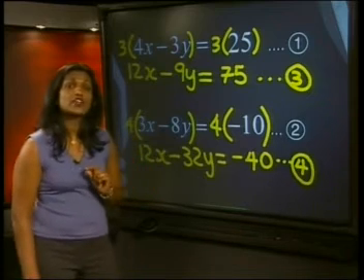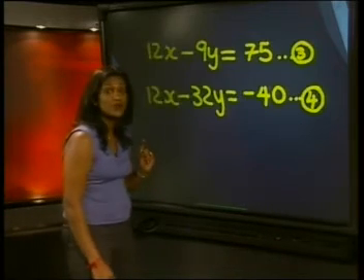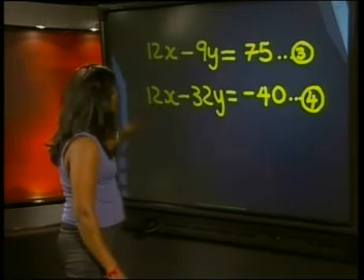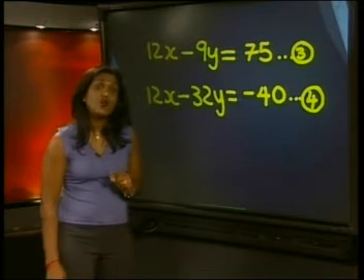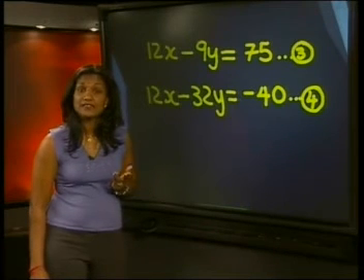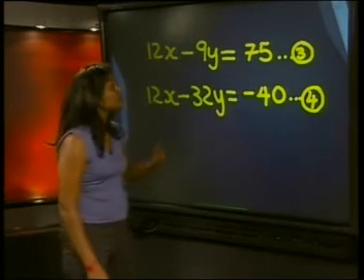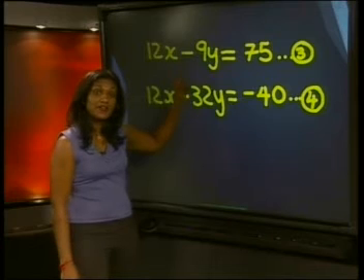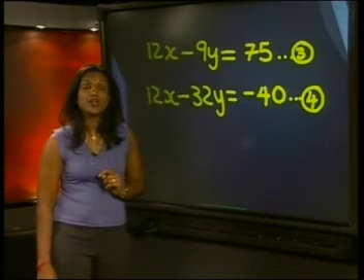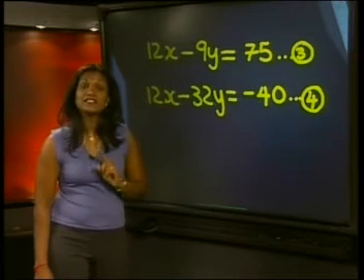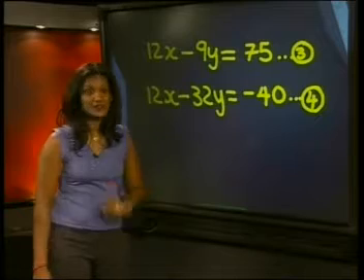Now we have 12 as our coefficient of x in both these rows. Should we add the two equations? That would give us 24x and we haven't eliminated x. So now what? If we subtract one equation from the other, the x's will drop out. Remember, be careful with the signs when you're subtracting equations.